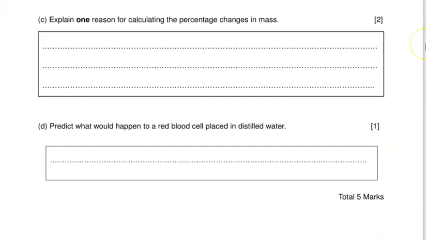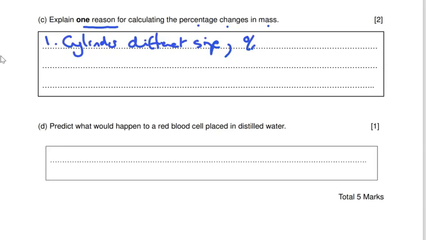These are the last two sections for this question. Explain one reason for calculating the percentage change in mass. Okay, so I think the most obvious one to begin with is that the cylinders that we have are of different size. And so if they're of different size and we calculate the percentage, it gives us a relative comparison. And indeed, we can plot that data.